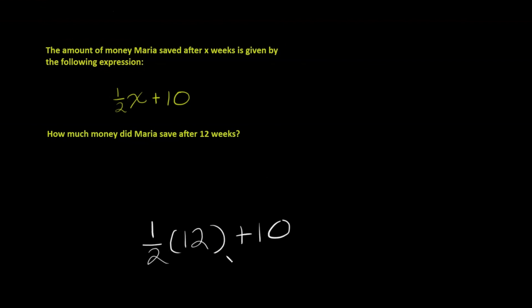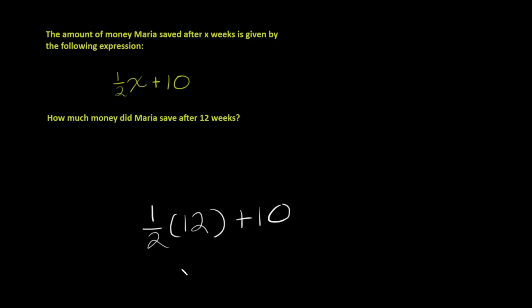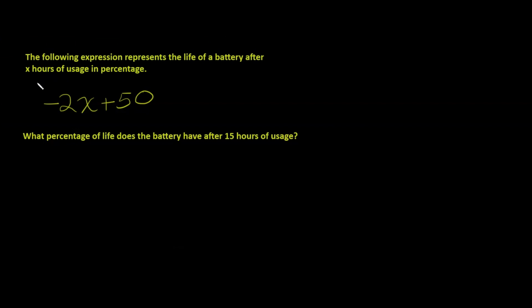Let's see, 1/2 times 12 is the same thing as 1/2 times 12 over 1, and that would be 12 over 2, or 12 divided by 2, which is 6, plus 10, and then 6 plus 10 is 16. So our answer to how much money did Maria save after 12 weeks? She saved $16.